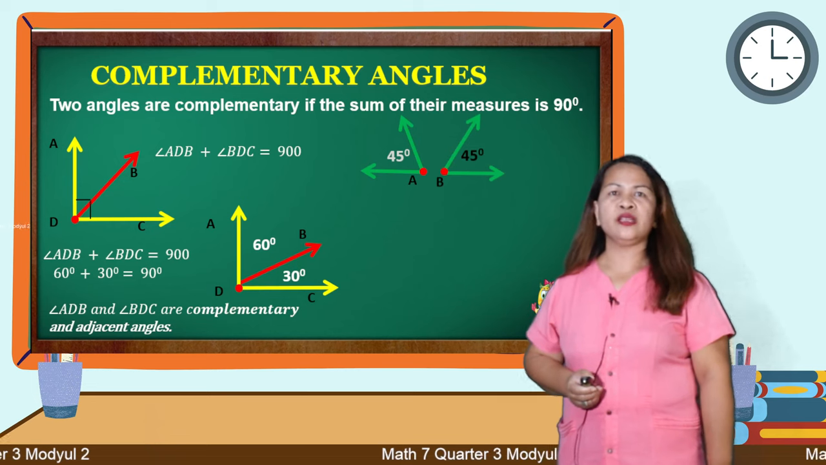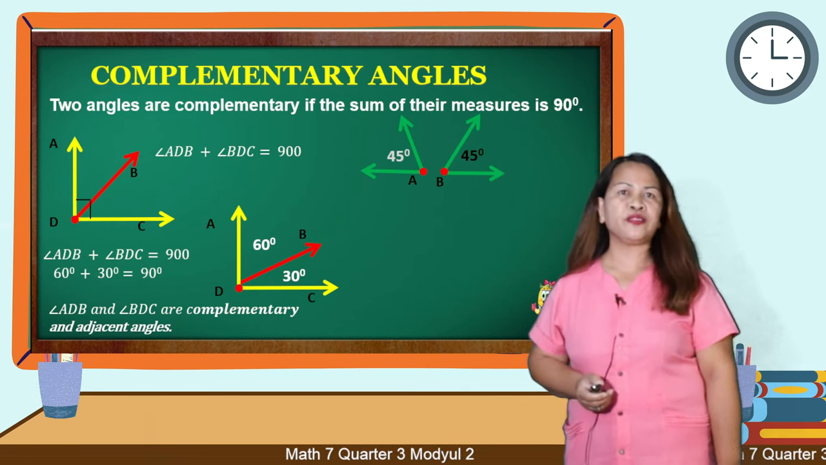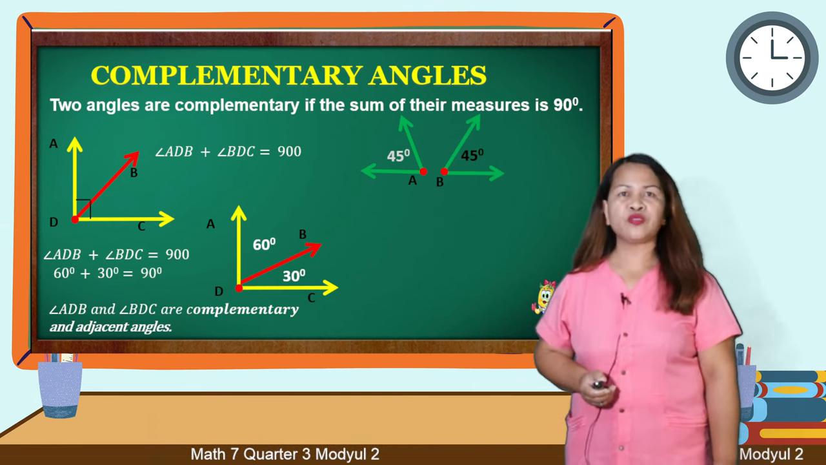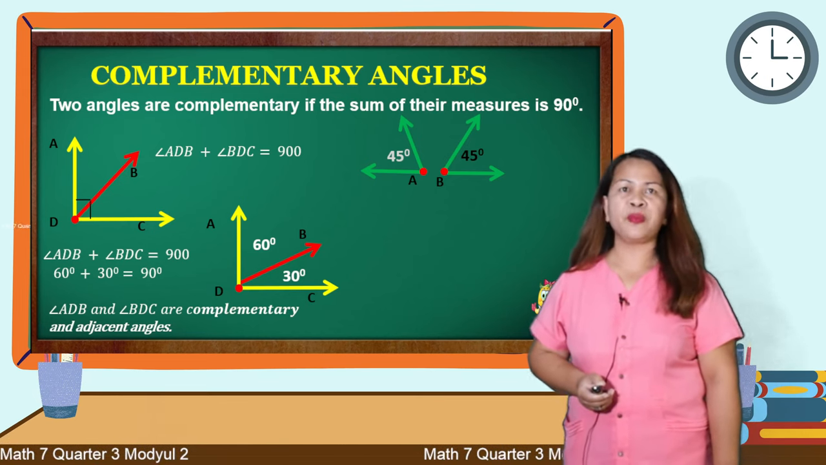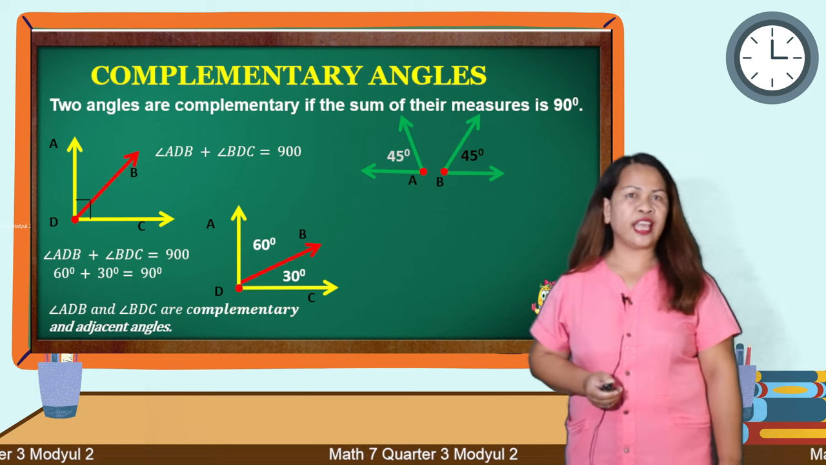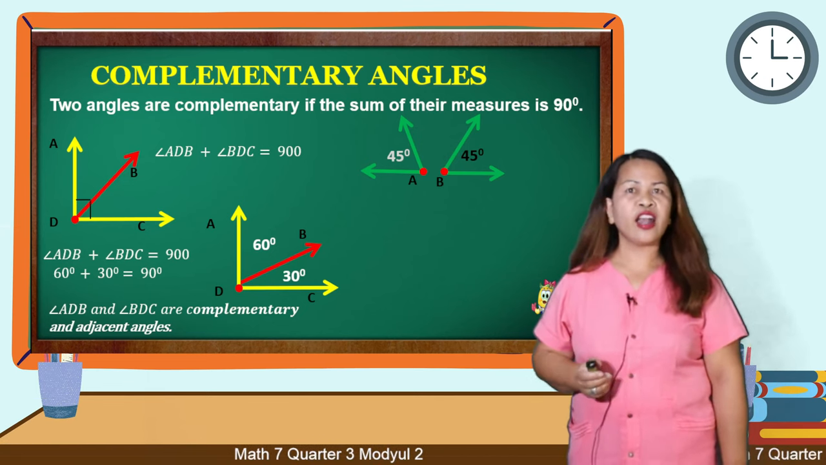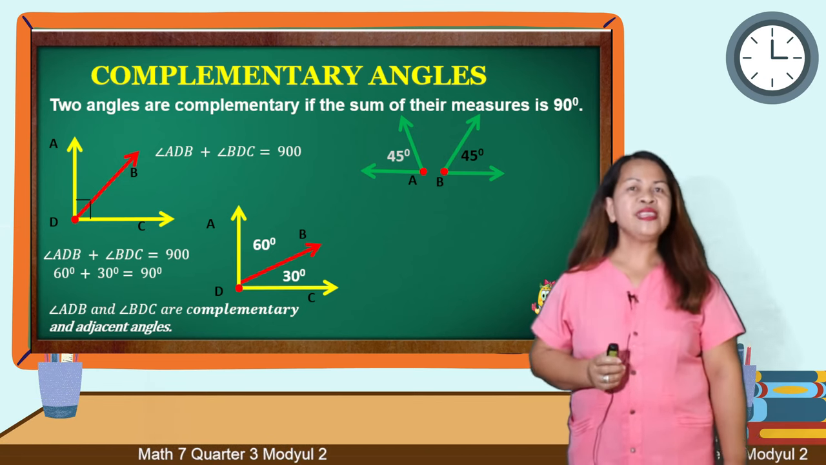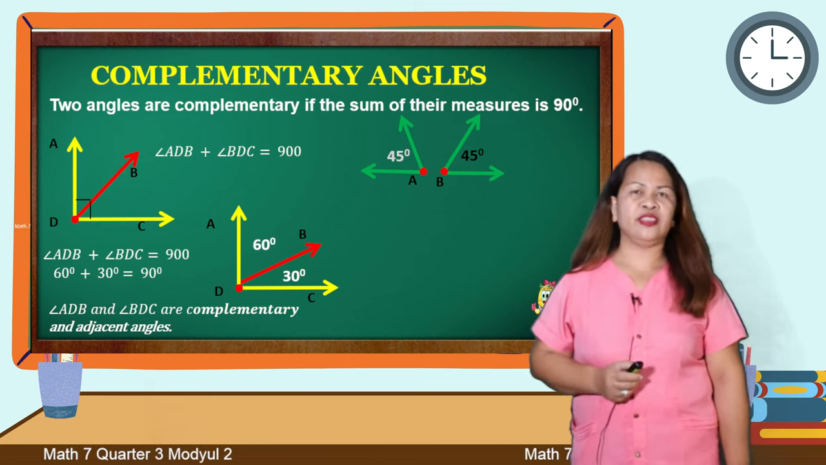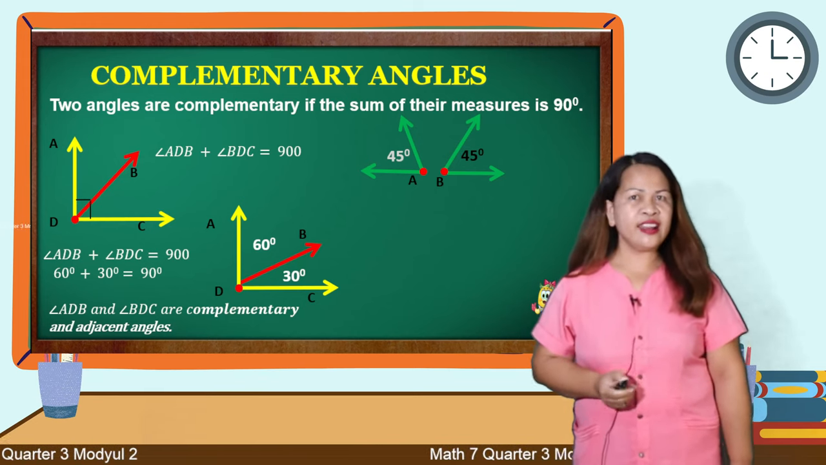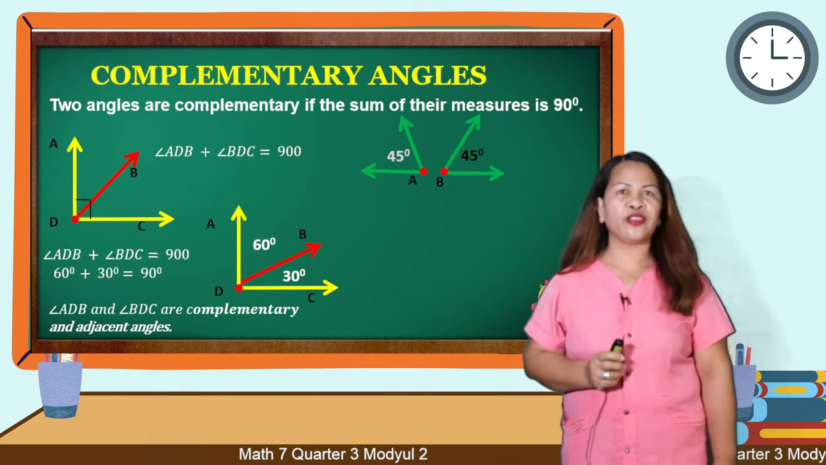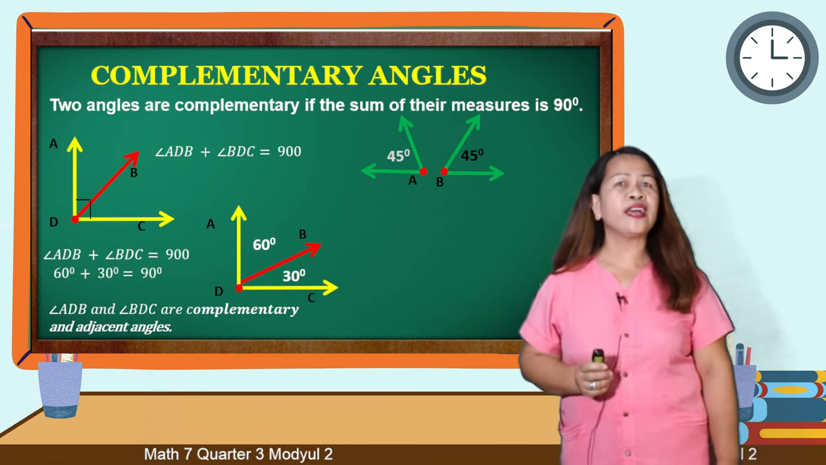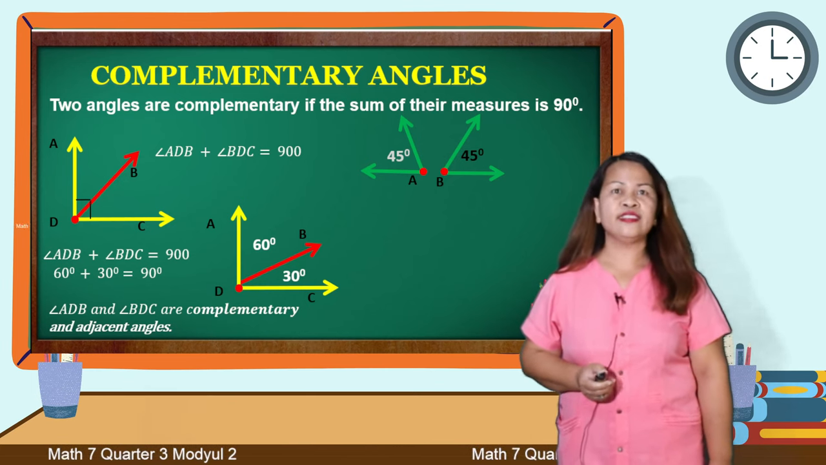Okay, next one. Angle A measures 45 degrees, while angle B measures another 45 degrees. So if we sum their measures, the answer is 90 degrees. Are they complementary angles? Yes, because their sum is 90 degrees. But are they adjacent? No, you are correct. They are not adjacent because they don't have common endpoint and common side.